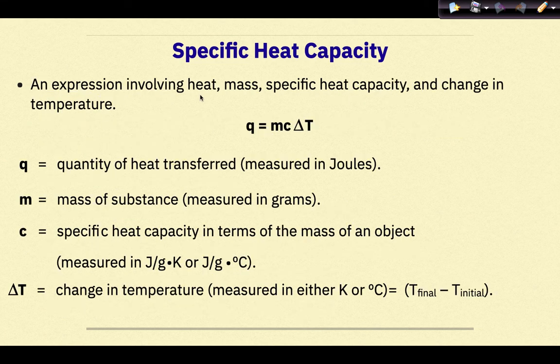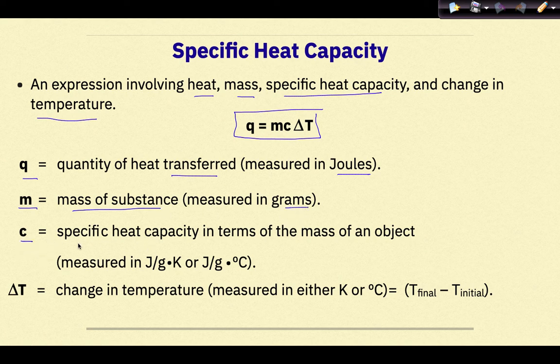An expression involving heat, mass, specific heat capacity, and change in temperature can be represented by the formula Q equals mc delta T, where Q is the quantity of heat transferred, measured in joules, m is the mass of the substance, of course, measured in grams, and the little c here is the specific heat capacity in terms of the mass of the object that you are examining. So specific heat capacity will either be measured in joules per gram Kelvin or joules per gram degree Celsius. Your delta T is your change in temperature, measured in either Kelvin or degrees Celsius. Just make sure that you're consistent.